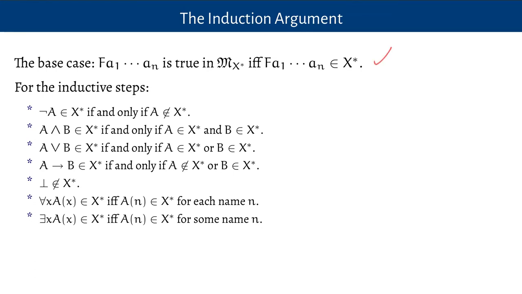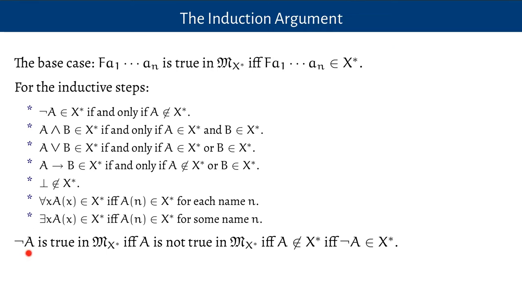The inductive steps are given to us by the conditions that we proved held of witnessed maximal consistent sets. So we've already verified that X star, because it's a maximal consistent set, satisfies each of these conditions. Negation is in X star just when the thing negated isn't. Conjunctions are in X star if and only if both conjuncts are, etc. Those were the nice properties of being a witnessed maximal consistent set. So we can prove that a negation is true in my model if and only if the thing negated is not true in my model. That's just the definition of a model.